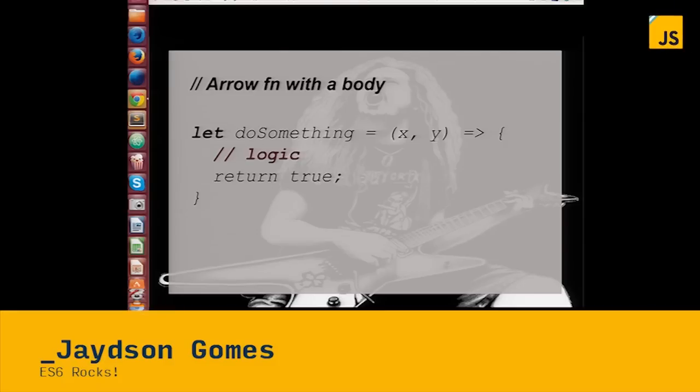And if your arrow function needs a lot of code, you need a body. You need to open the curly brackets like this. The main difference here is that you need to return something.